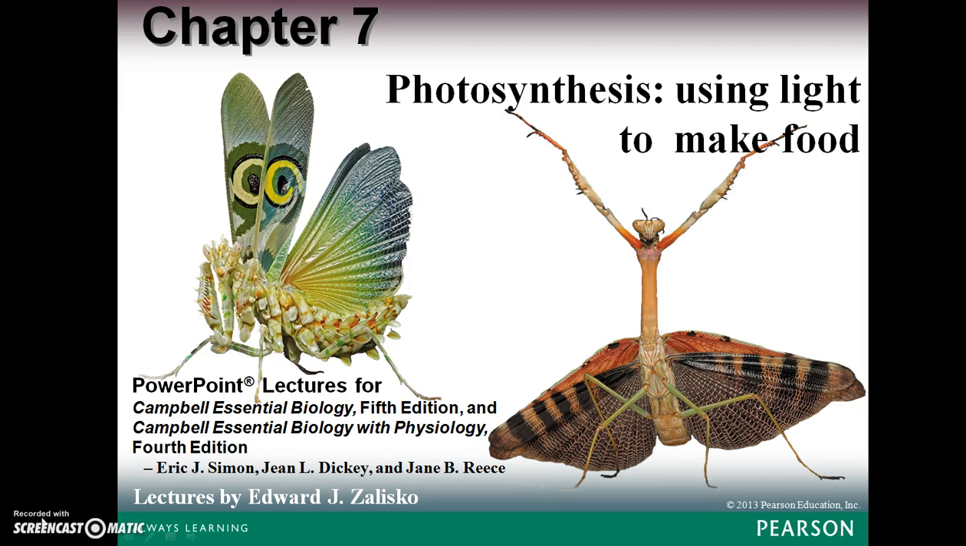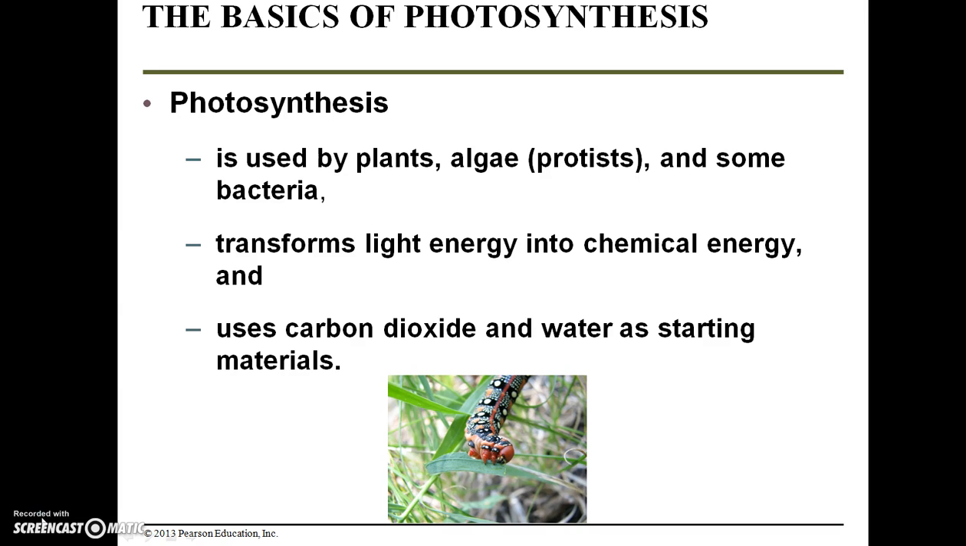We're going to be covering photosynthesis, which is using light to make food. Okay, so let's get started with the basics of photosynthesis. You probably know that plants use this process. It's also used by algae and some bacteria. And the overall process transforms light energy into chemical energy and uses carbon dioxide and water as the starting materials.